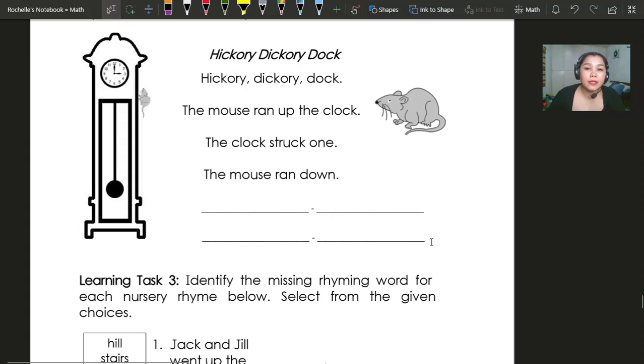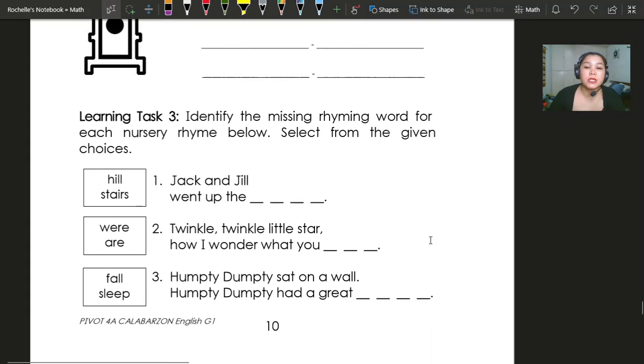For learning task 3, identify the missing rhyming word for each nursery rhyme below. Select them from the given choices. So in the box, we have 2 choices. You just have to write which one is your chosen answer. So number 1, Jack and Jill went up the blank. So what would be the clue? It's the last word of the first line, which is Jill. So what is the word that rhymes with Jill? So that will complete the rhyme.